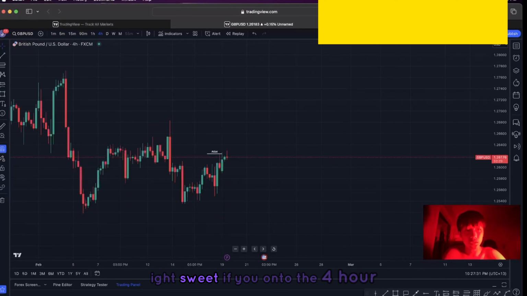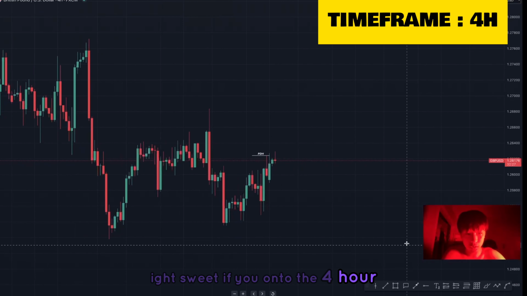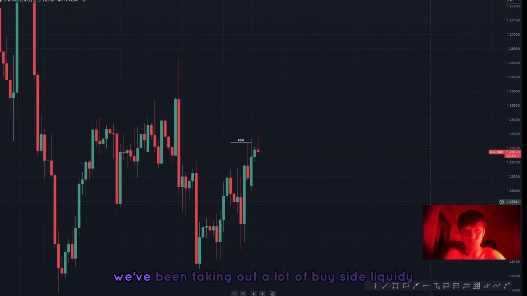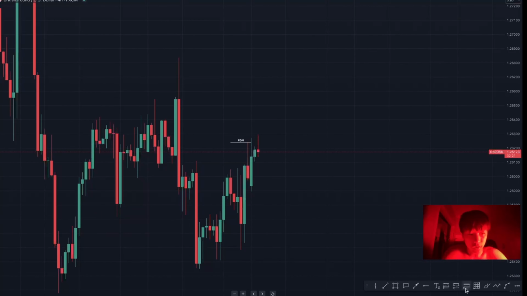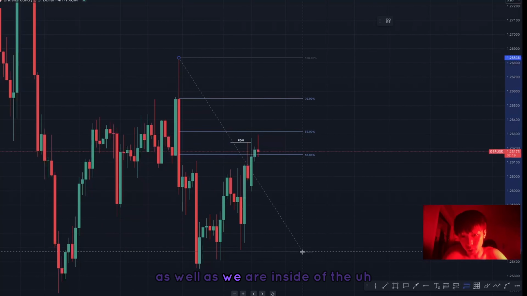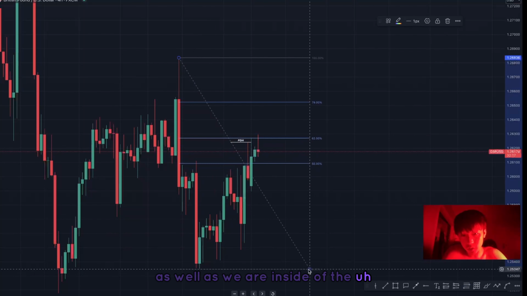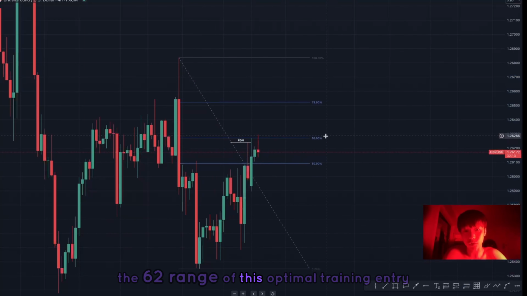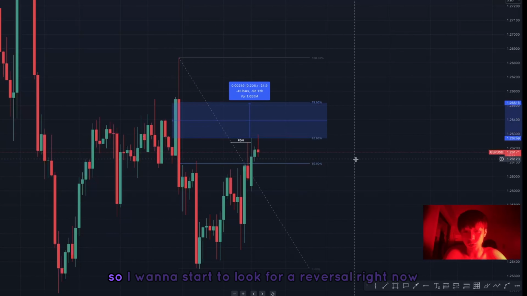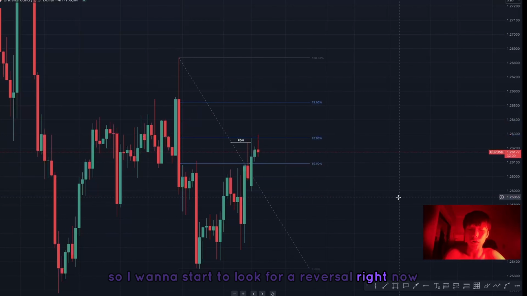Alright, sweet. If we go on to the 4 hour, we can see that recently we've been taking out a lot of buy side liquidity, like right there, as well as we are inside of the 62 range of this optimal trading entry. So I want to start to look for a reversal right now.